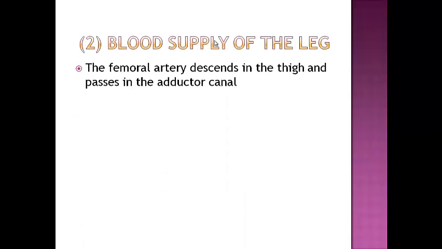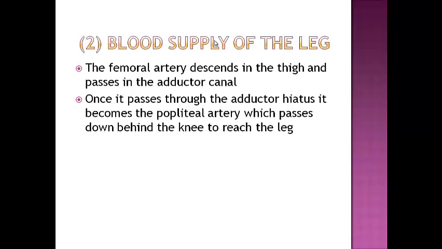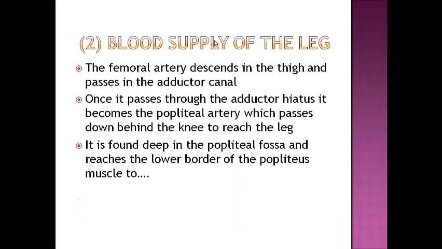Okay, so when we come to the blood supply of the leg, remember that the femoral artery descends into the thigh and passes within the adductor canal. And then once it passes through the adductor hiatus, which was that opening in the adductor magnus, it becomes the popliteal artery. So whenever the location of an artery changes, I automatically change its name as well. So it becomes the popliteal artery, and the popliteal artery passes down behind the knee, specifically in the popliteal fossa, and it reaches the leg.